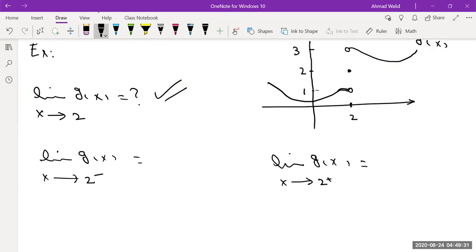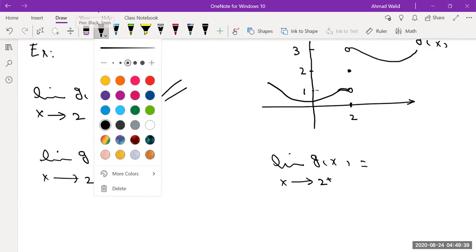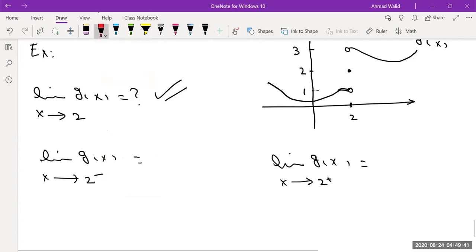Let's start with this one first. Limit of g of x as x approaching to 2 from the left. Again, I'm changing the color of my cursor. I'm approaching to 2 from the left. Here, I'll go close to the left, to the 2. How much is the value of this point? If you read it on the y, it gives you 1.